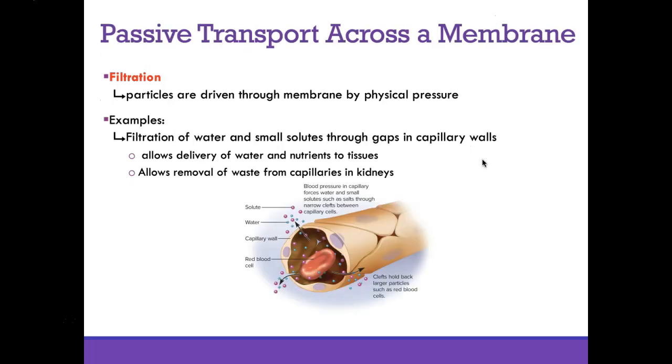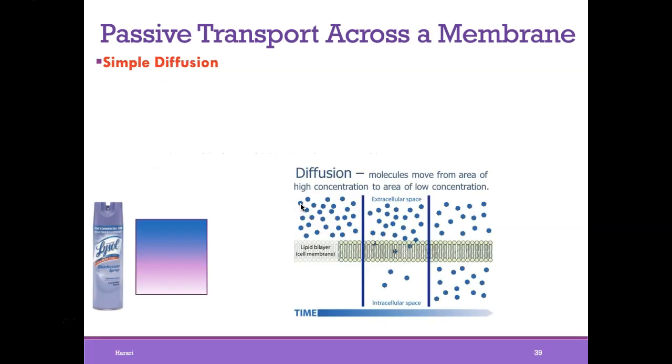So filtration is pretty simple. Filtration is how particles are driven through membranes by physical pressure. So we can think about how water and small solutes can go through the cells that make up the capillary walls. So water and solutes can be pushed out of the spaces between the capillary wall cells in order to get nutrients delivered into tissues. So again, just because of the force, because the heart, of course, is like a pump and it's pumping blood with a lot of pressure, that pressure itself is enough to force different molecules outside of capillaries.